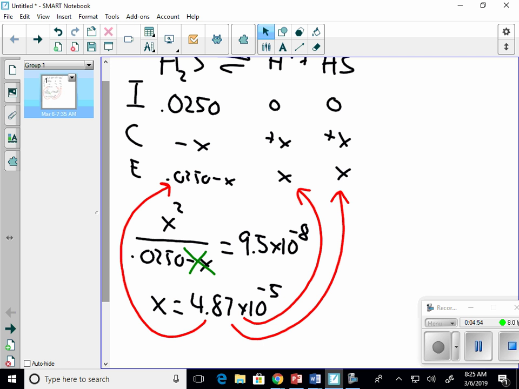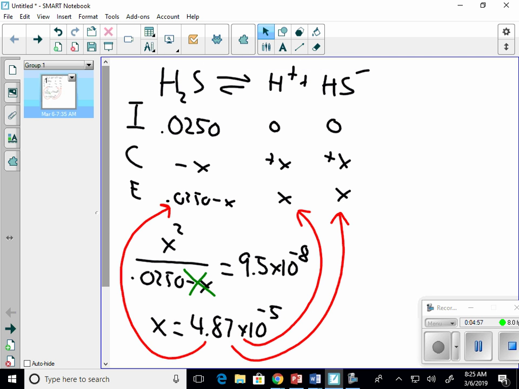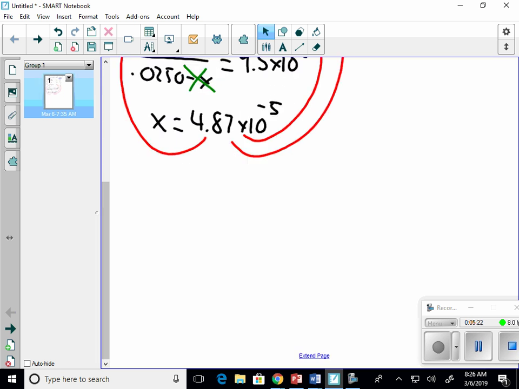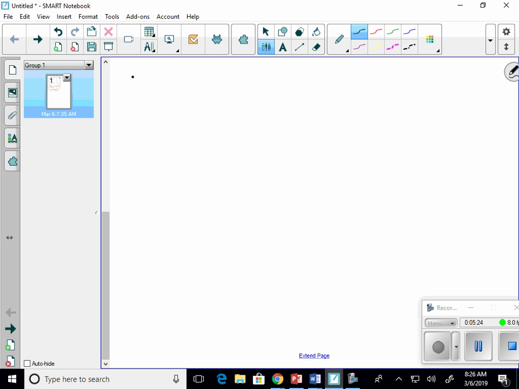But after this has occurred, I still have something that can donate a hydrogen. And that's what makes a diprotic, di meaning two, protic meaning proton, acid different than a monoprotic acid. So we need to do more work. We're going to extend this a whole bunch, because that HS minus can donate a proton.